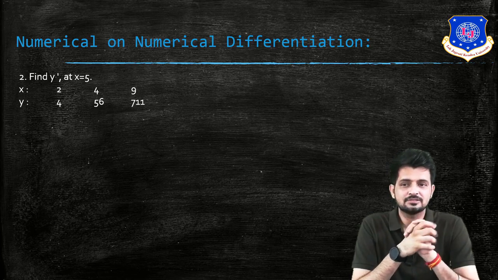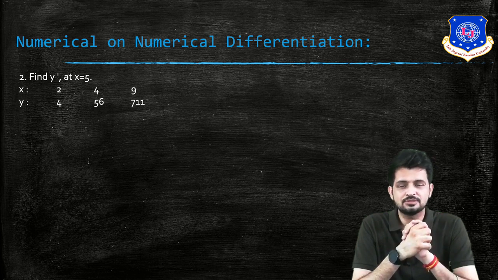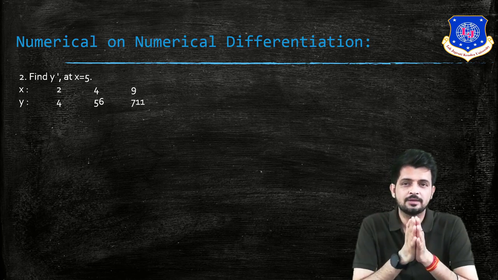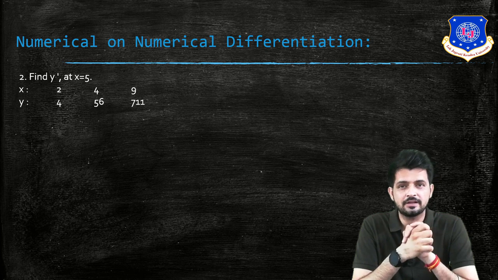See, in this numerical also, what is given? We have to find y dash at x is equal to 5. Some values of x and y are given, three values are given, x0, x1, x2 and y0, y1, y2. And in this case, how can we identify whether we have to apply forward interpolation or backward interpolation or divided difference or Lagrange? How can you identify that?